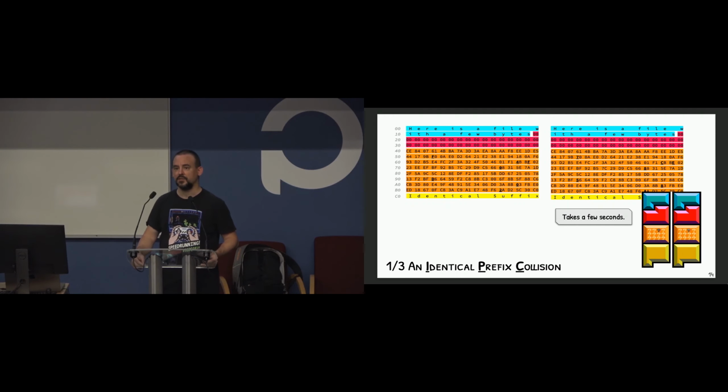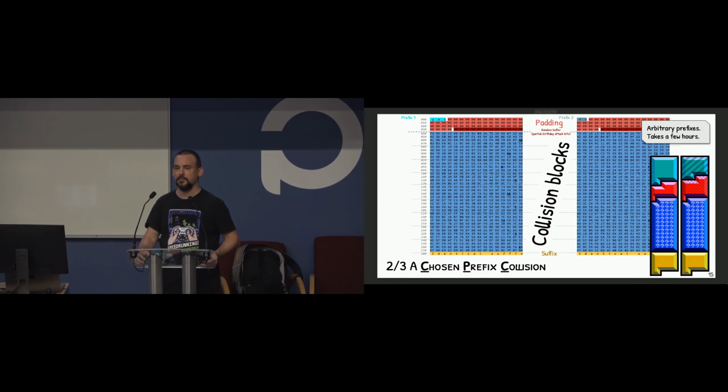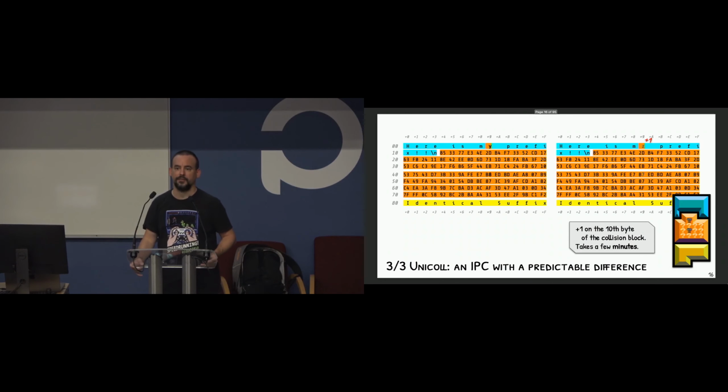So in practice, that's what you get for identical prefix collision. This is a fast one, so it takes typically a second to compute for MD5. But you see that it has some differences inside the identical randomness, which makes it very hard to exploit. Then you have the more powerful chosen prefix, where basically you can choose anything before, but it takes hours to compute. And then you have this unicorn of a collision that is called UniColl, where you kind of have identical prefix, but you have a predictable difference of +1 on the 10th byte because of crypto, and it only takes a few minutes. So it's a compromise between speed and efficiency.